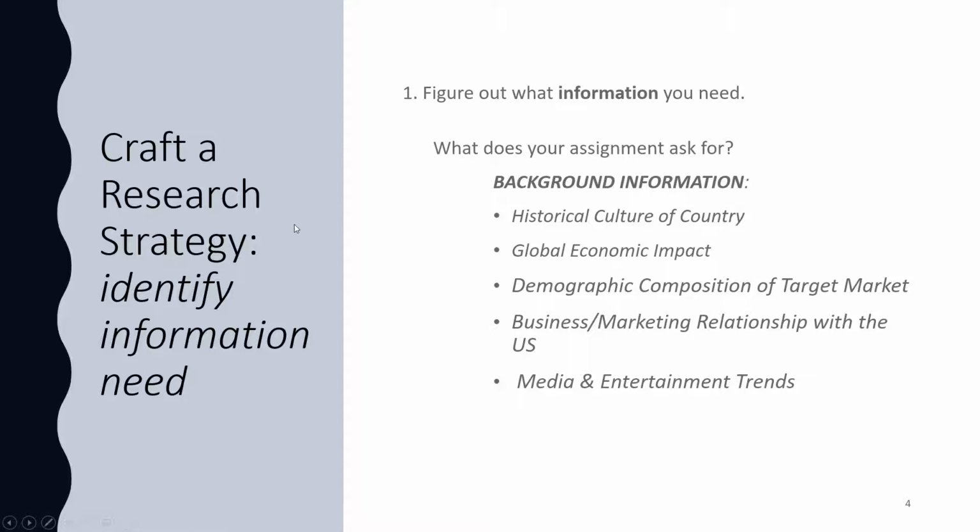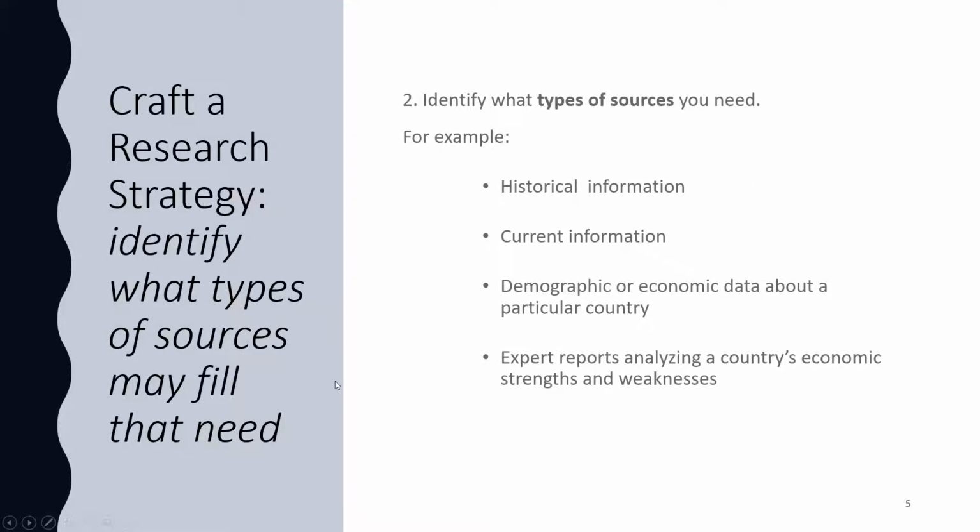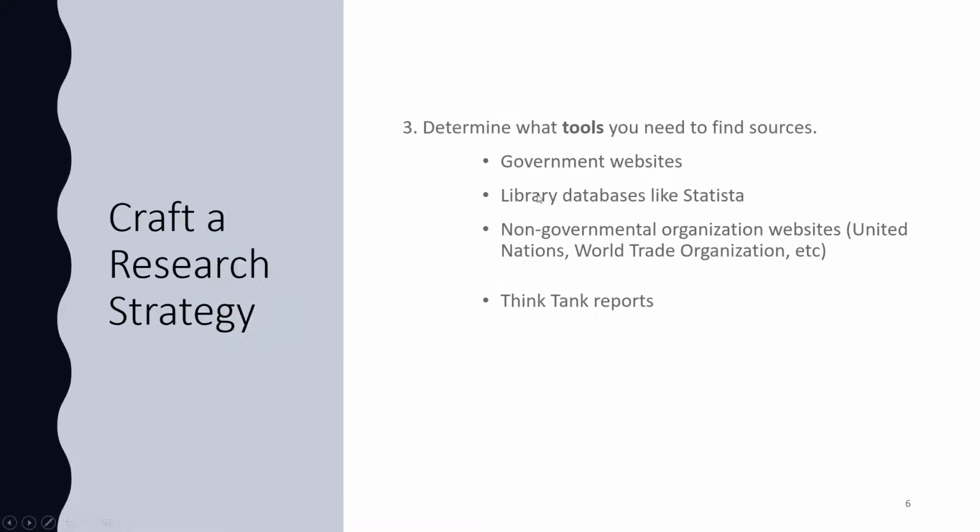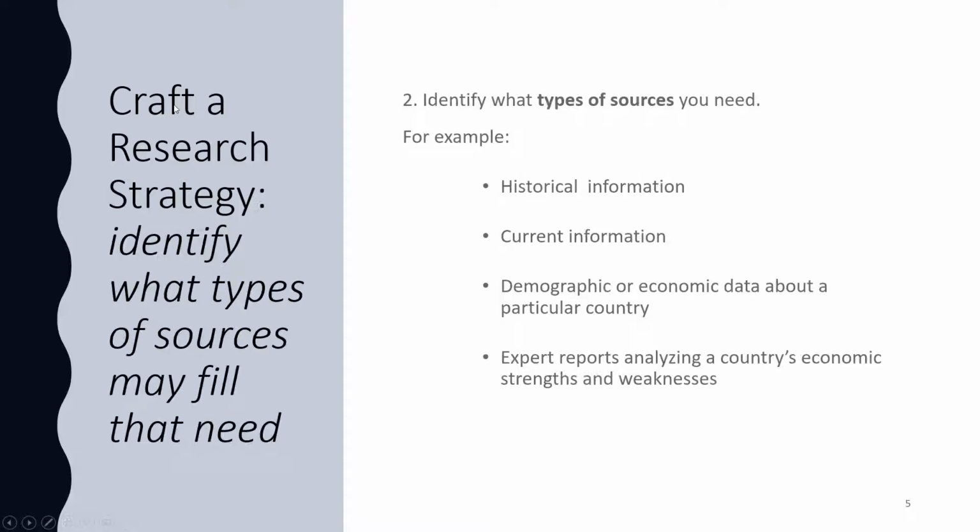So the first thing is to figure out what information we need, and in this case, your assignment specifically asks for some background information. Each of these pieces of information can be found in different types of resources, so you're going to have to do a little digging. Then we're going to identify the types of sources that we need. So we need historical information, we need current information, we need demographic and economic data, and analysis by experts about the country's economic strengths and weaknesses.